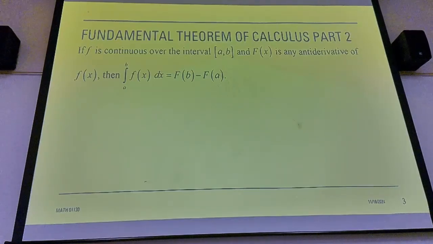So the function f is continuous over a closed interval a to b. Big F is any antiderivative of f. Then the integral from a to b of f is big F of b minus big F of a.